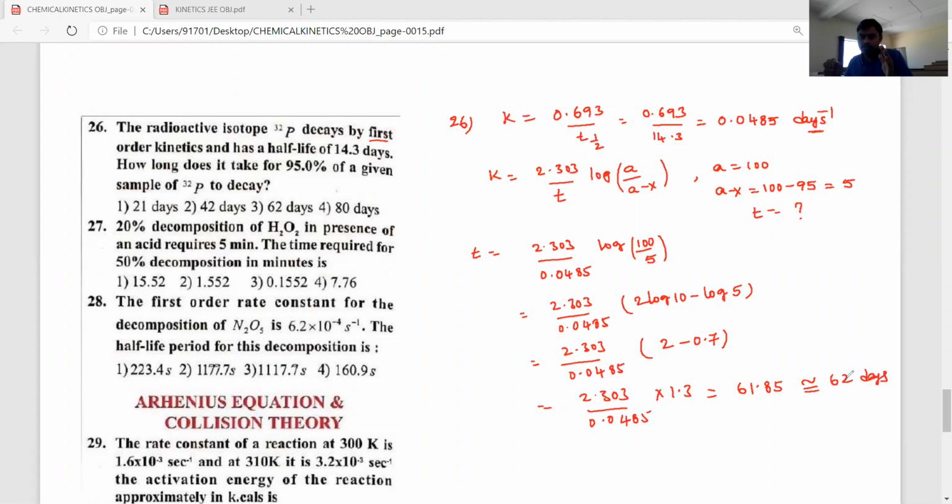So for decomposition of the reactant P-32 isotope, meaning 95% is decomposed, how much time does it take? 62 days time is required. So the answer is the third option. The third option is correct. Okay students, let's see the next one.